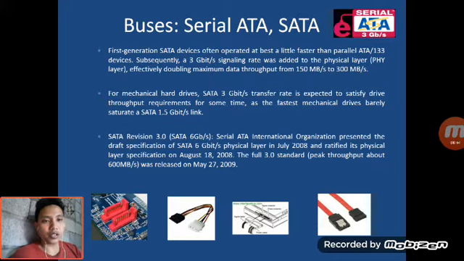SATA revision 3.0, or SATA 6 GB per second. The Serial ATA International Organization presented the draft specification of the SATA 6 gigabit per second physical layer in July 2008 and ratified its physical layer specification on August 18, 2008. The full 3.0 standard, peak throughput about 600 MB per second, was released on May 27, 2009.